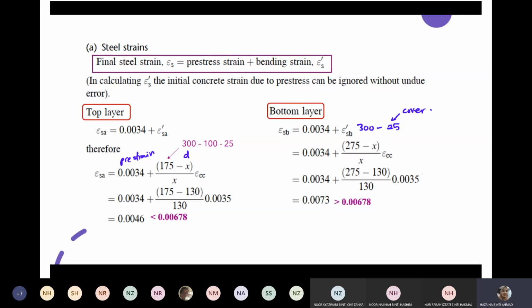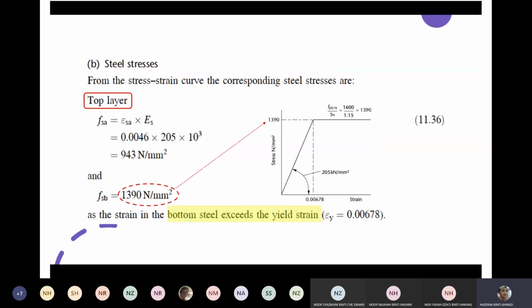Then substitute the value of epsilon cc for concrete. This is the standard value for concrete, so the ultimate strain for concrete is 0.0035, a fixed value. Then we will have here 0.0073. Compare with the value from the stress strain curve. You can see that the value that we have calculated is larger than 0.00678.